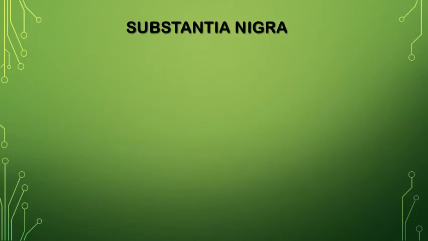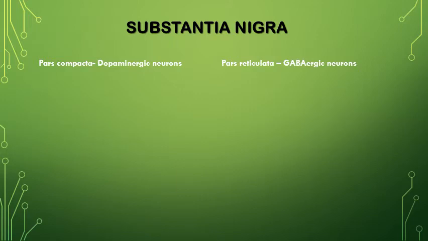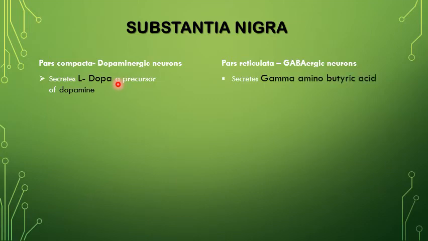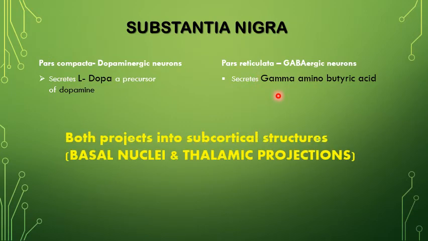So to know about the substantia nigra, its functions and its structure is very important. The pars compacta has the dopaminergic neurons, and the pars reticulata has the GABAergic neurons. The pars compacta, which contains the dopaminergic neurons, secretes a precursor of dopamine called L-dopa. The pars reticulata secretes gamma aminobutyric acid. Both the dopaminergic neurons of the pars compacta and the GABAergic neurons of the pars reticulata project into subcortical structures called the basal ganglia and the thalamic projections.